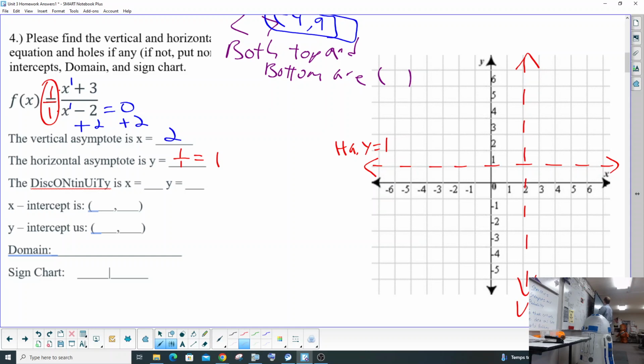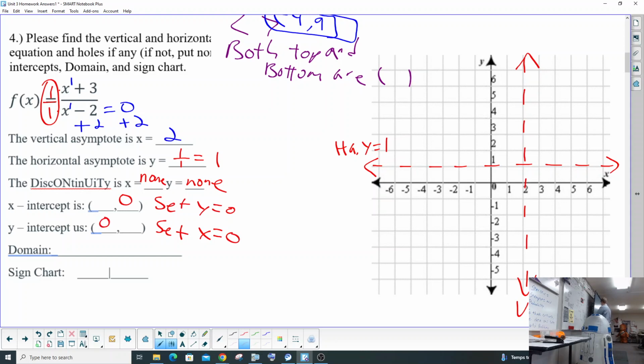Did anything cancel on the top and bottom? No. If nothing factored and canceled on the top and the bottom, then you don't have any holes. No discontinuities. To find the x-intercept then, we set y equal to 0, good. We set y equal to 0 for the x-intercept. And for the y-intercept, we set x equal to 0, the opposite letter.